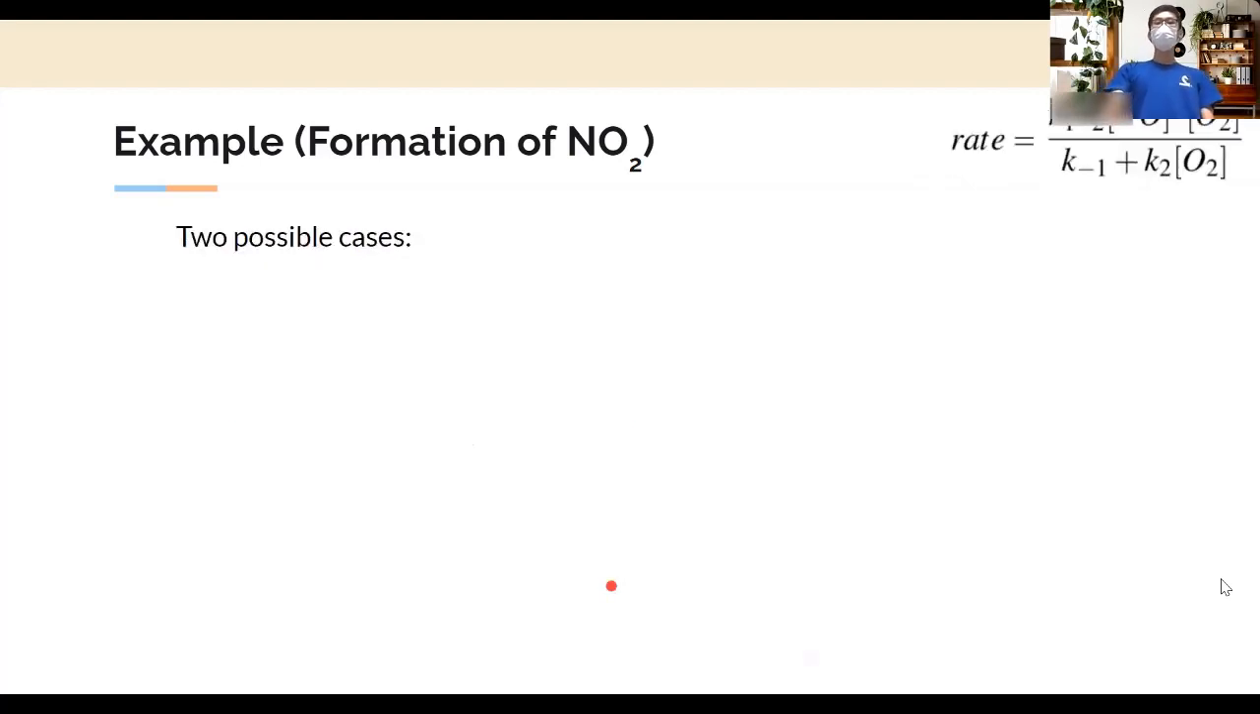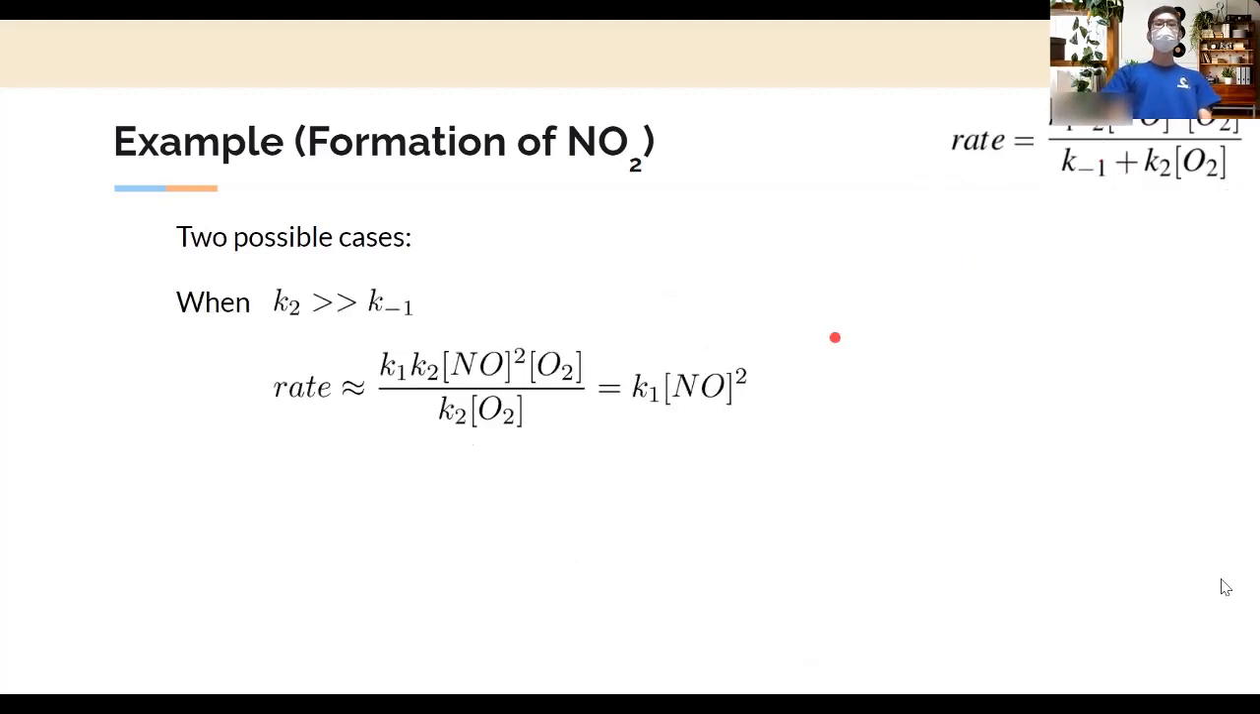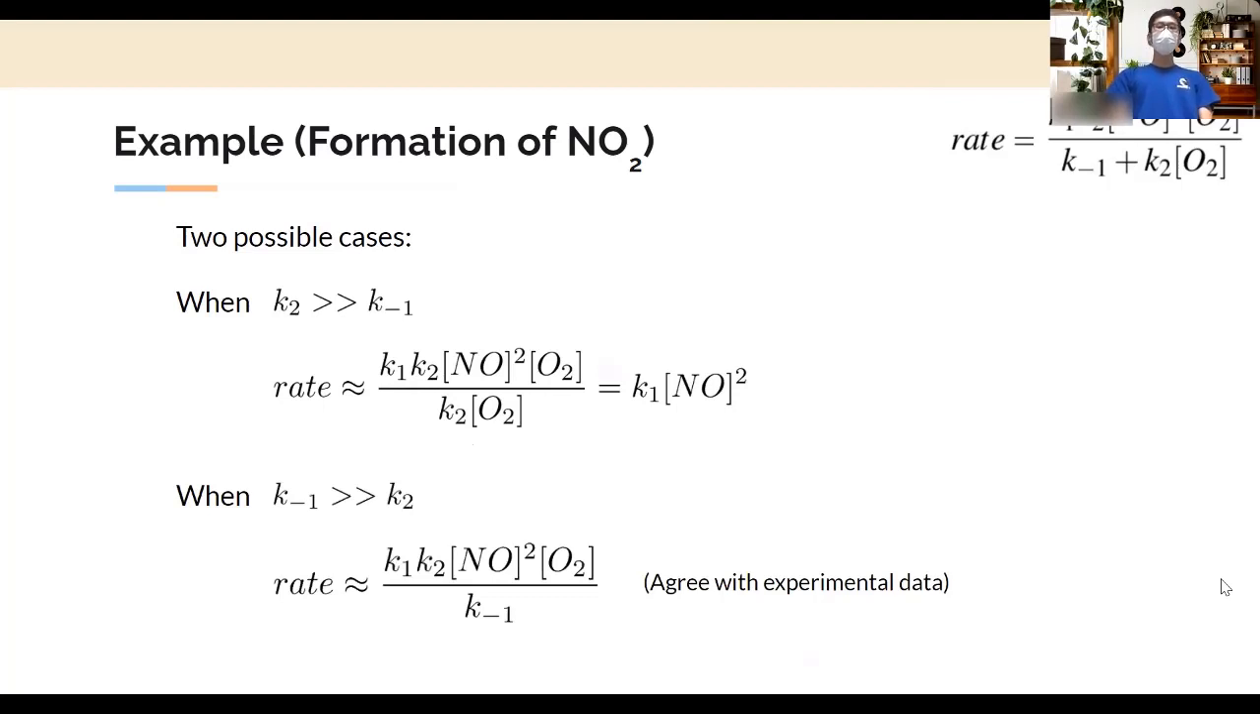All right, so now we can consider 2 possible cases using this reaction. Firstly, when K2 is much greater than K minus 1, we can basically ignore this K minus 1 term, and then we can cancel off the O2 concentration and the K2 term. And finally, we'll get this K1 times NO concentration squared equation. Right, and then the opposite case where K minus 1 is much greater than K2, for this, we can basically ignore this term because K2 is very small. So now we can get this equation. So this actually agrees with the experimental data.